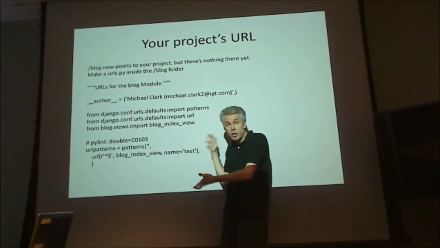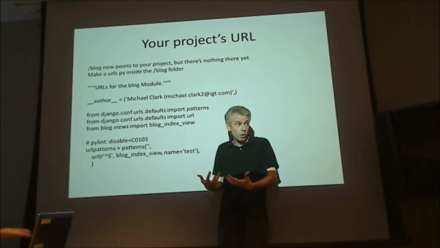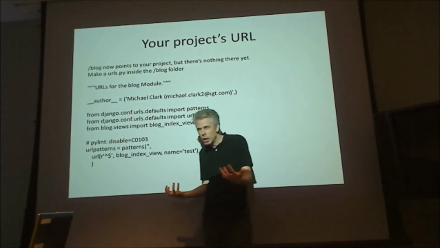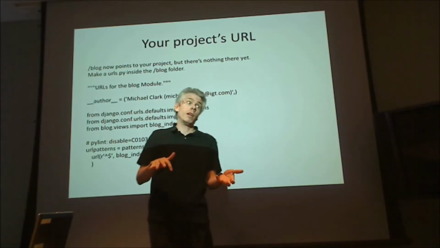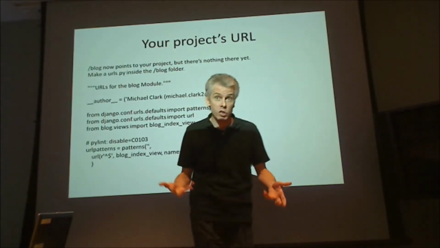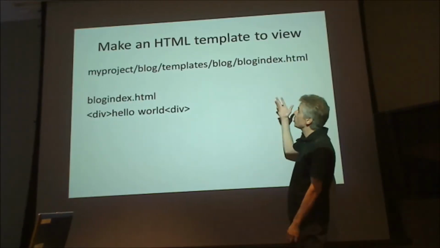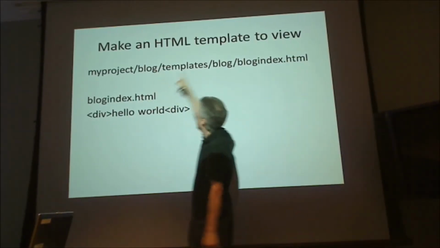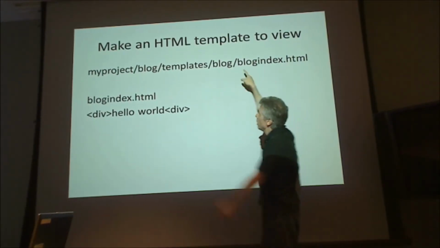Now that we've constructed a URL to get to our view, we're going to make that view. But what are we viewing? So I'm going a little out of order. Let's make the template first so we know what we're going to view before we set up the view to do it. So here's our template: project, blog, templates, blog, index.html.